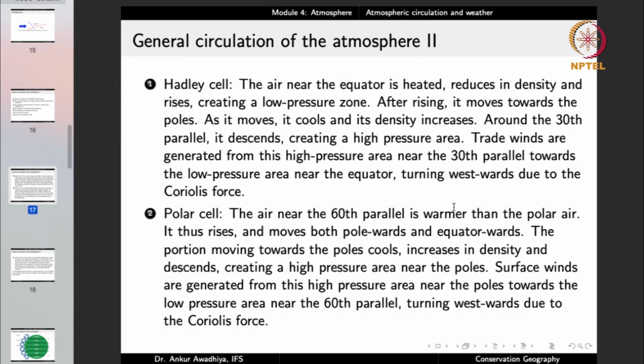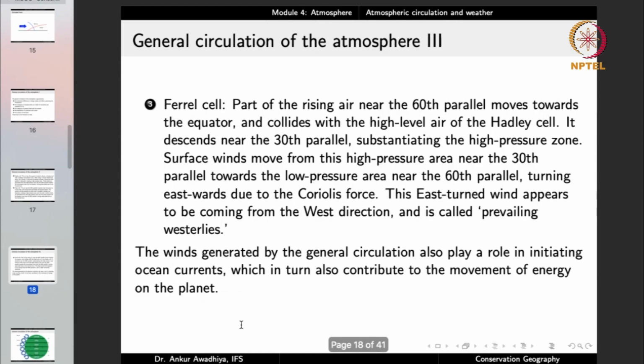The air near the 60th parallel is warmer than the polar air. It rises, moves both polewards and equatorwards. The portion moving towards the poles cools, increases in density, and descends, creating a high pressure area near the poles. Surface winds are generated from this high pressure area near the poles towards the low pressure area near the 60th parallel, turning westwards due to the Coriolis force. So these are very similar.